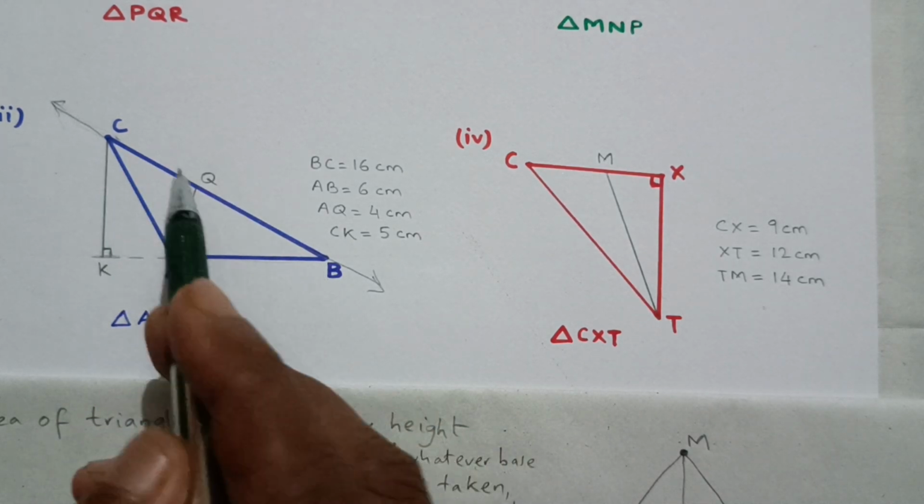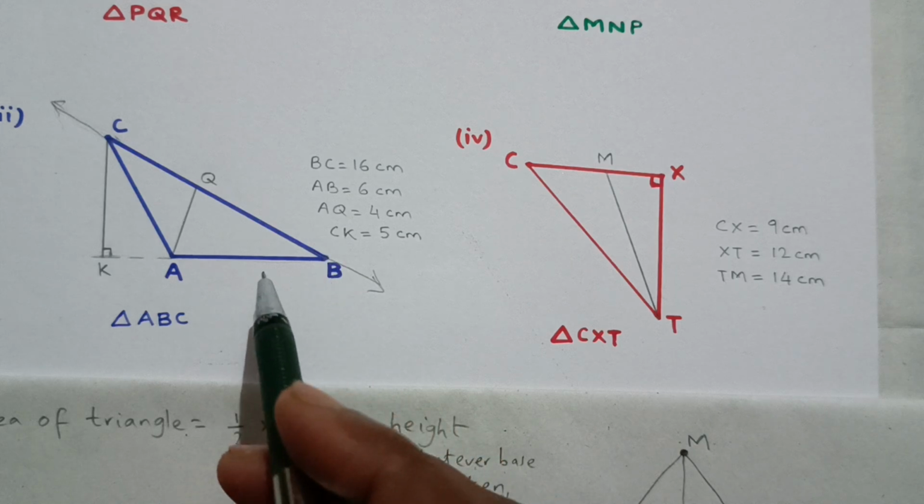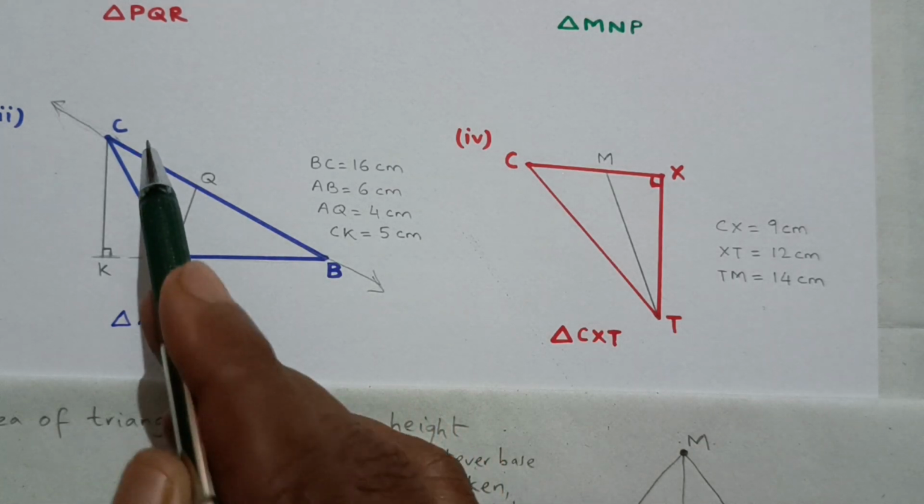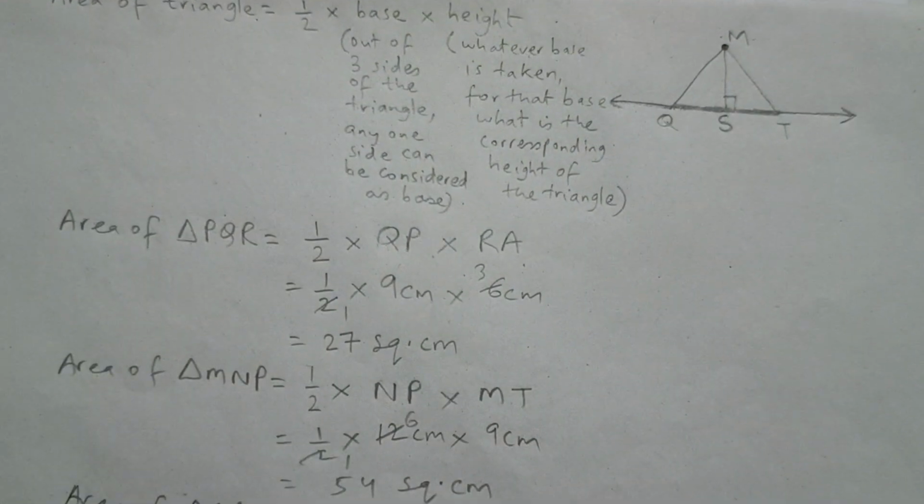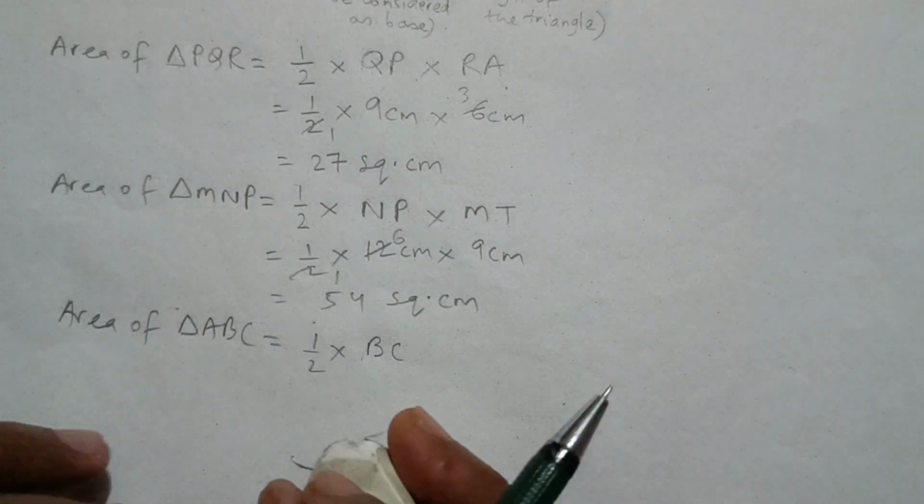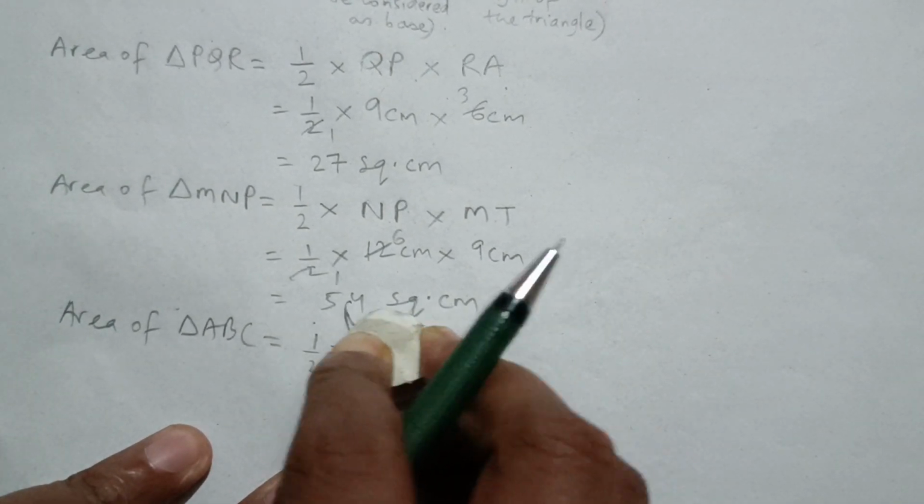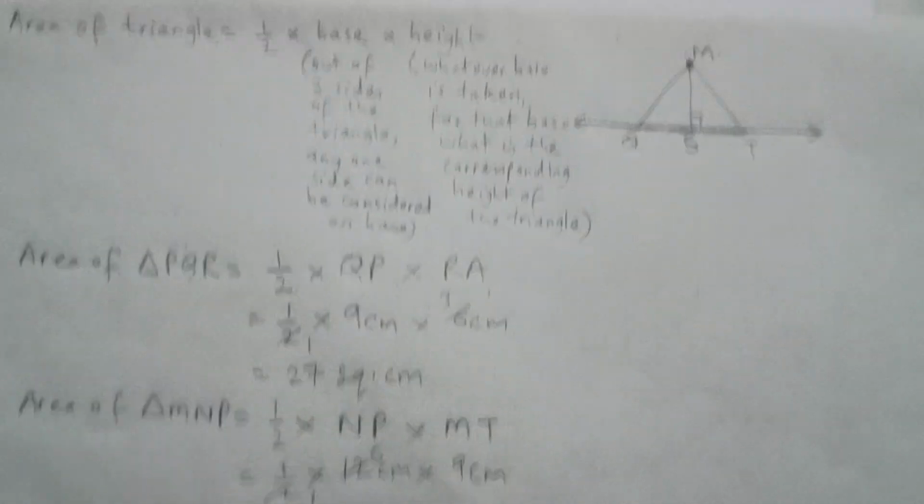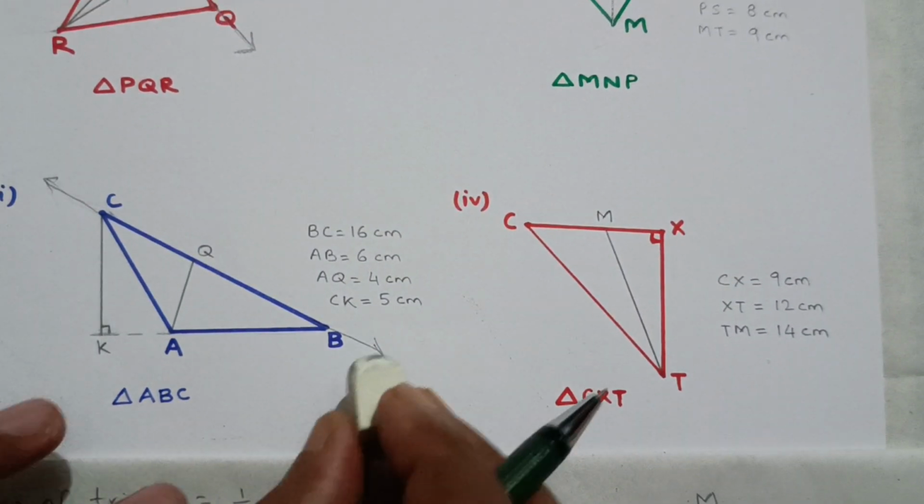So the corresponding height for base BC is not drawn in this diagram. So we can't take BC as our base because we don't know its corresponding height. So BC also I can't take as the base. So I will rub this also.